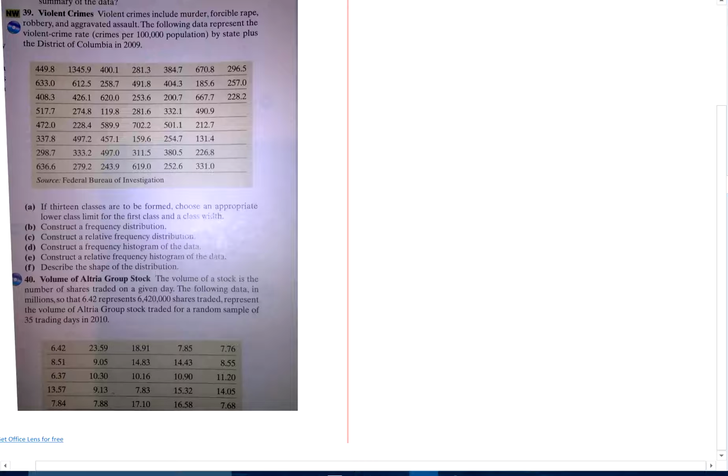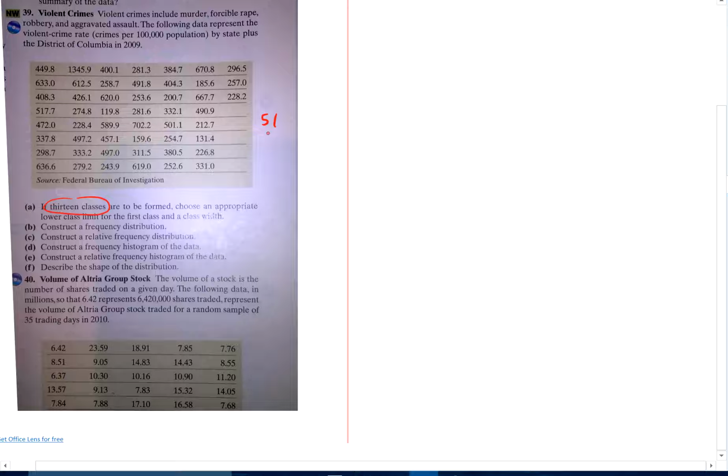So we've got violent crimes, which include murder, forcible rape, robbery, aggravated assault. The following data represent violent crime rate by state plus District of Columbia, so we know we've got 51 pieces of data. If 13 classes are to be formed, choose an appropriate lower class limit for the first class and a class width. Okay, well, if we want 13 classes, let's figure out the highest and the lowest score to see how wide it is.